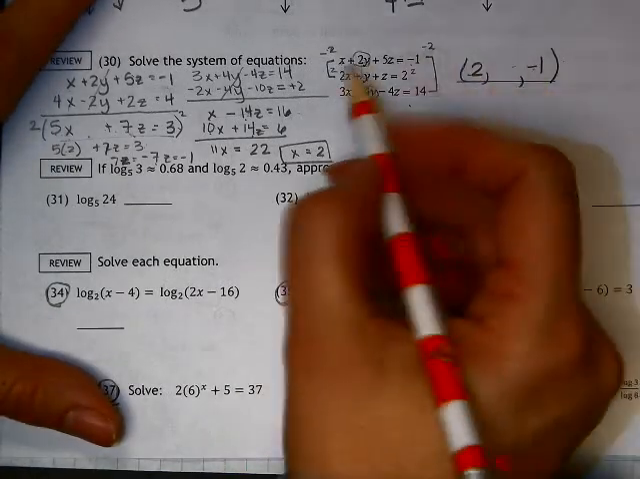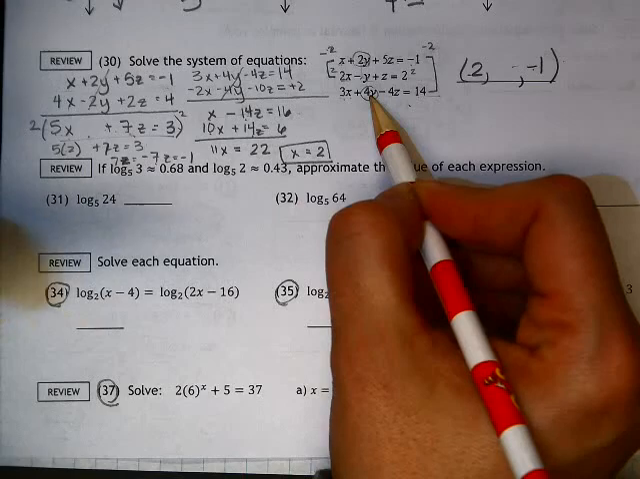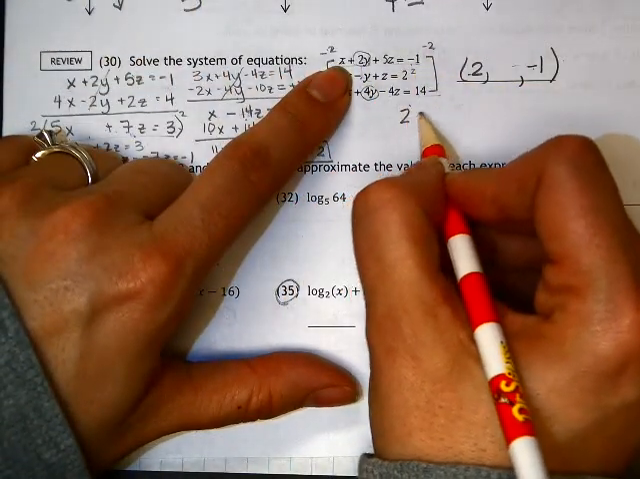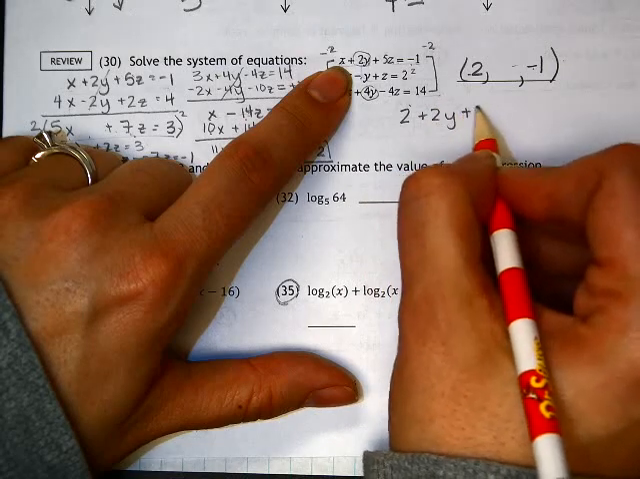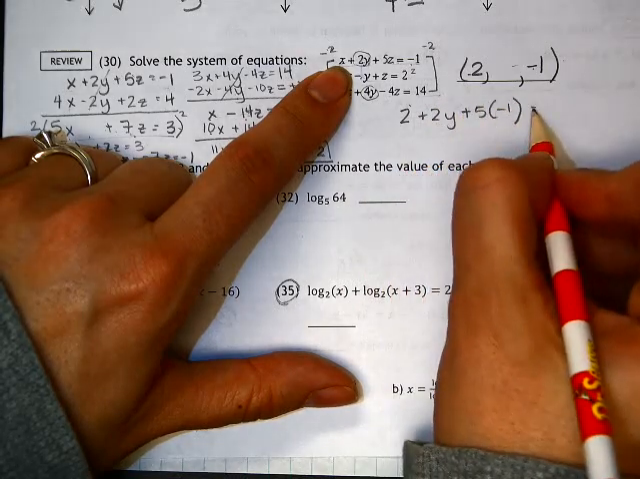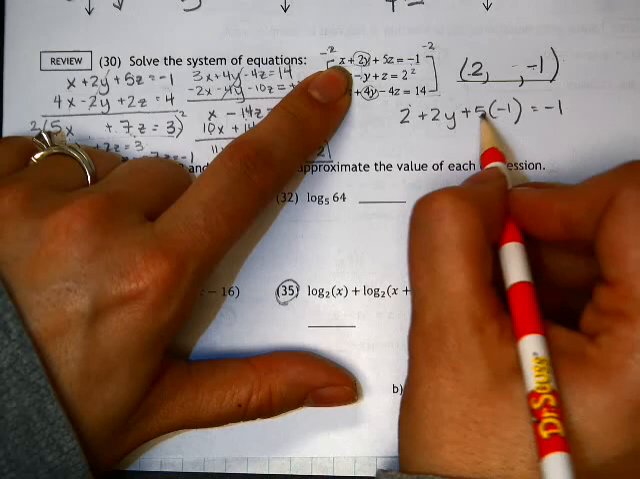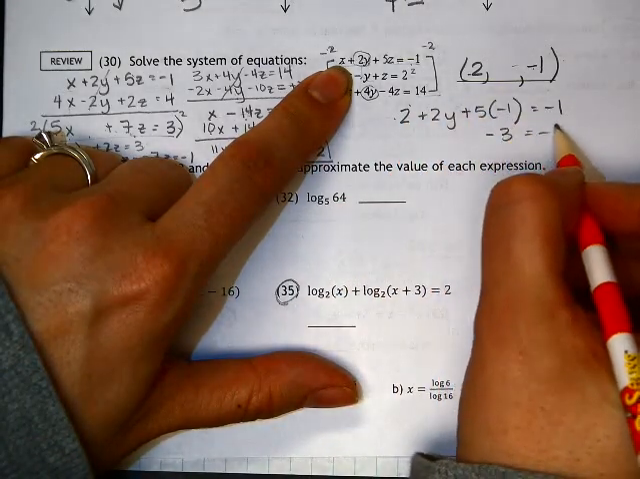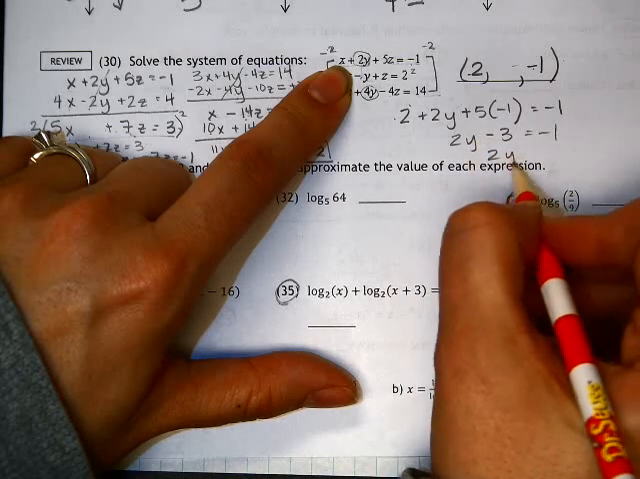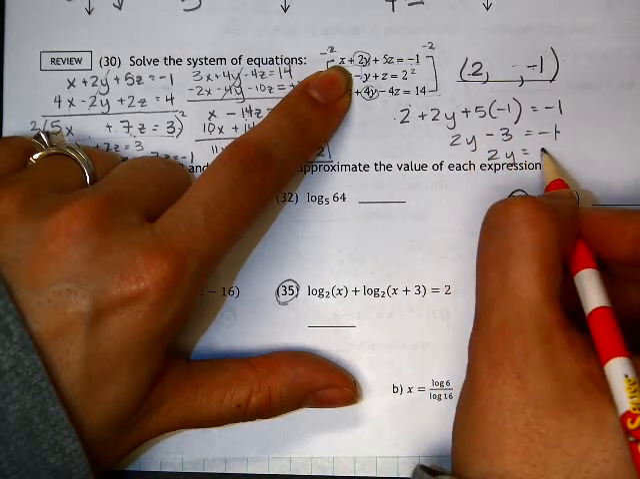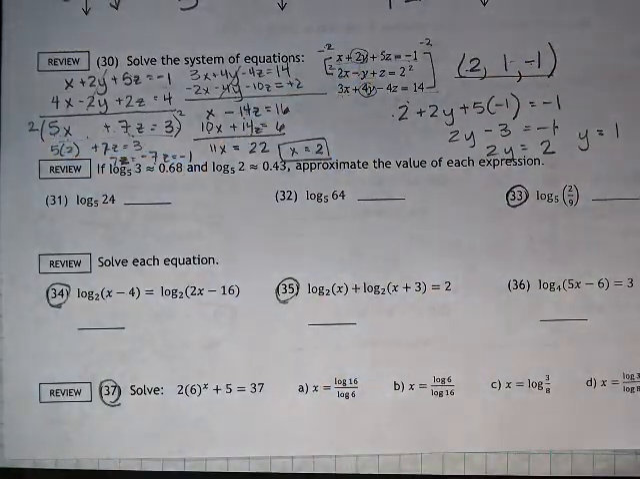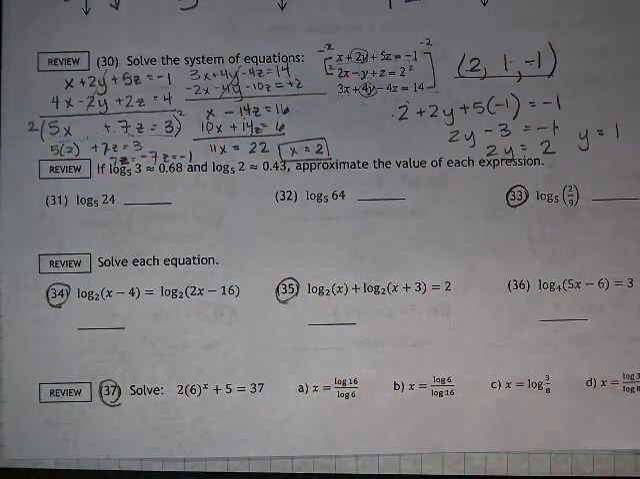Now that I have 2 of the values, I can pick whatever one I want. I don't think it really matters. We'll put it in the top one because they're all positives. So we have 2 plus 2y plus 5 times negative 1 equals negative 1. So this is negative 5 and 2, which is negative 3. And then when I put that over there, I end up getting 2, and then y is equal to 1. So everything seemed to work out nice, which kind of makes me feel good.